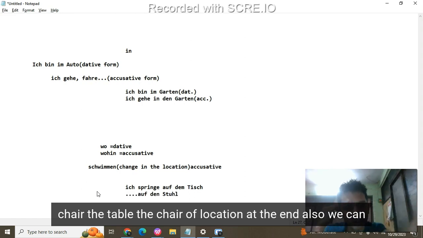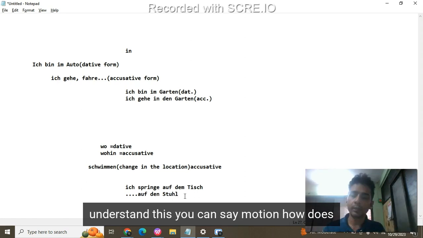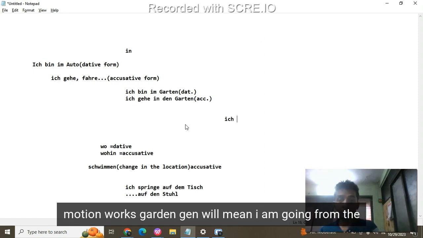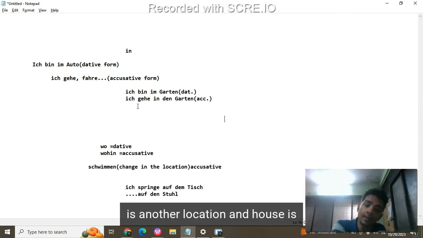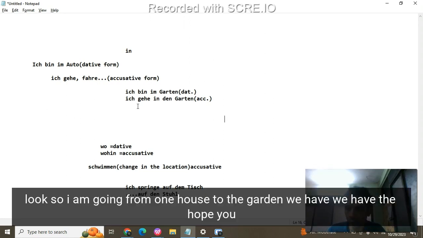So, ich springe auf den Stuhl. Location change, we can understand this also. How does motion work? Ich gehe in den Garten. Gehen will mean I am going from the house to the garden. The location has changed. Garden is one location, and house is another location. So I am going from the house to the garden.